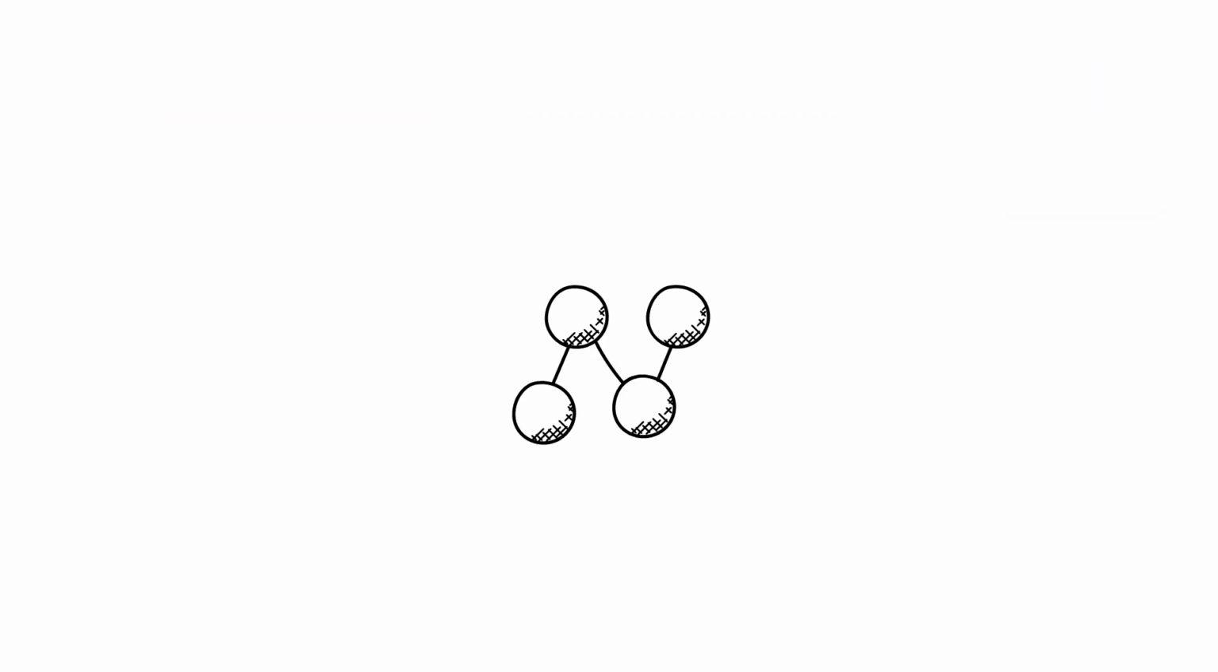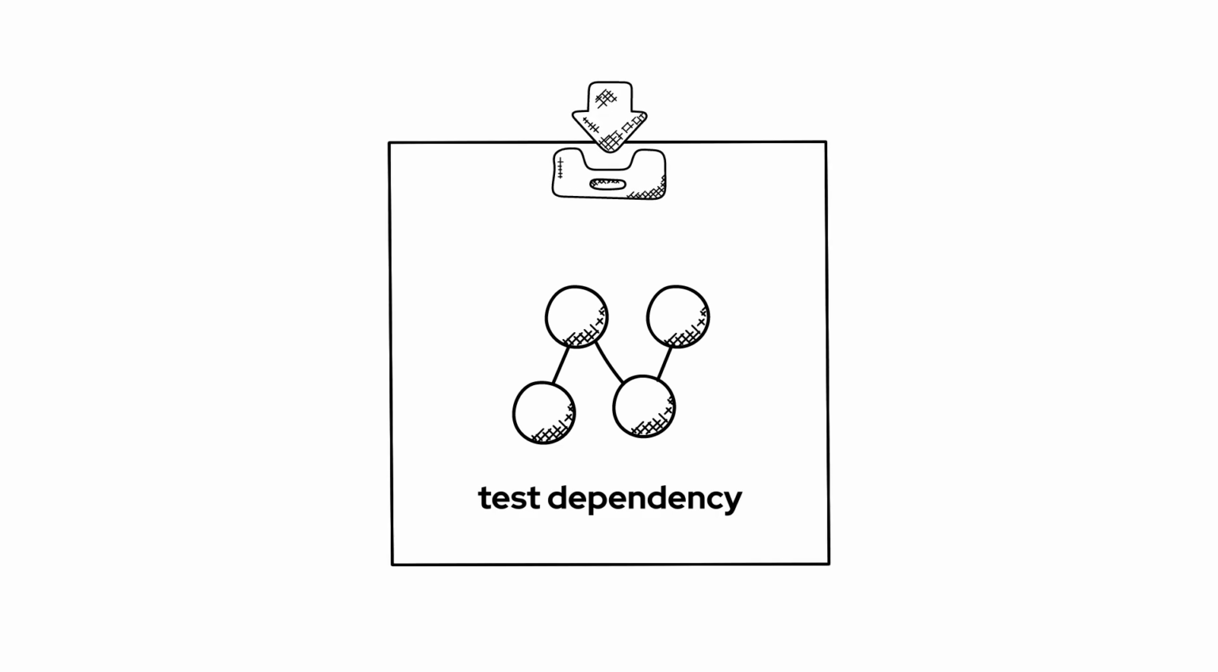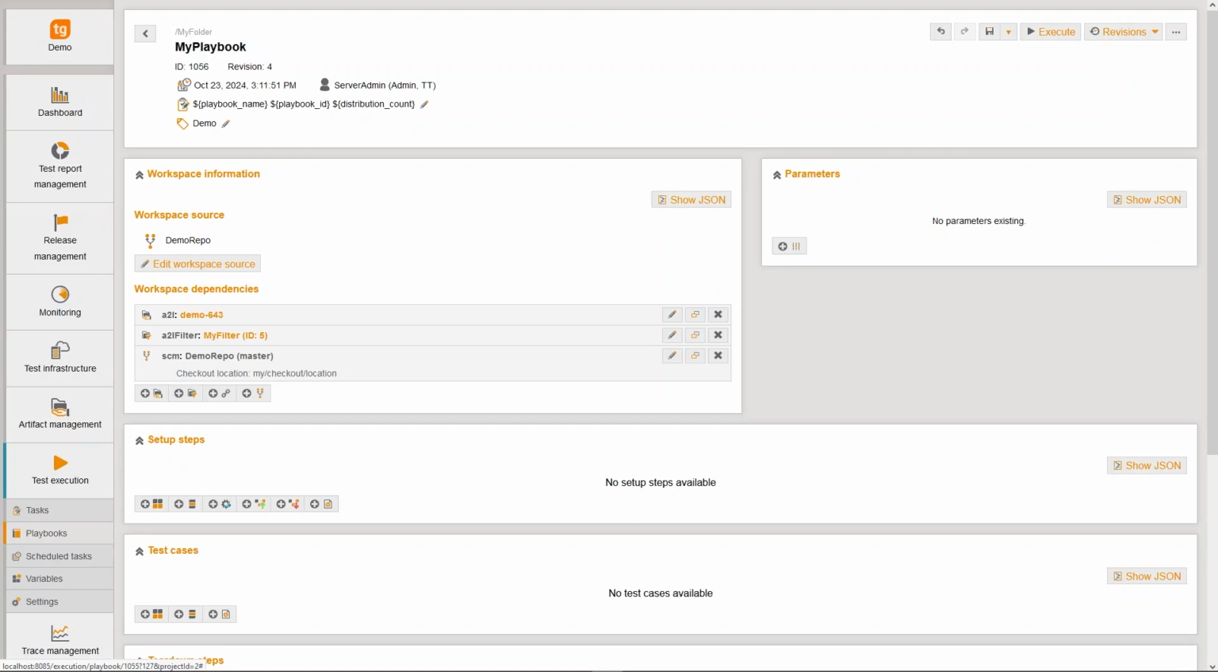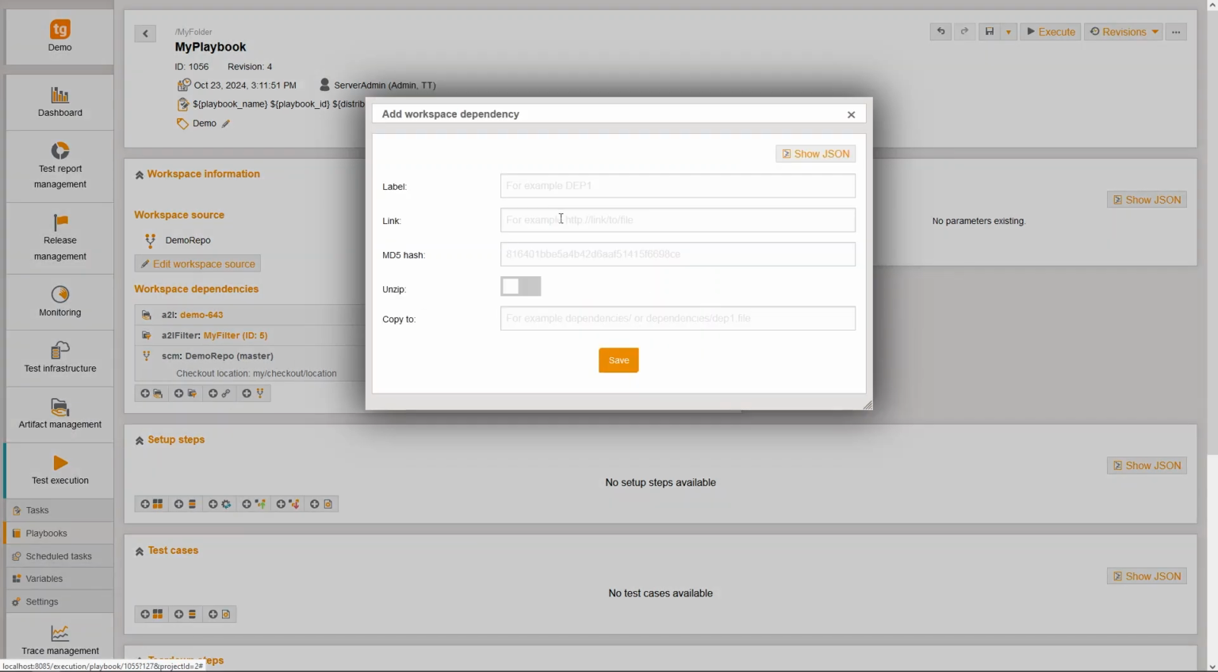The type link defines a test dependency that is provided as a download link. The file that the link references is then downloaded directly to the test resource. To define a link dependency, you have to provide the link URL, which has to be accessible from the test resource. For security reasons, you can additionally provide the MD5 hash of the file to be downloaded.